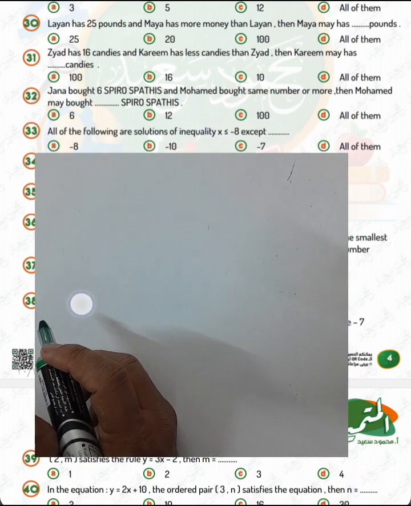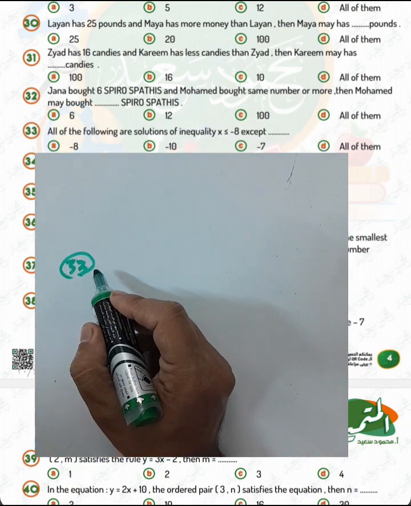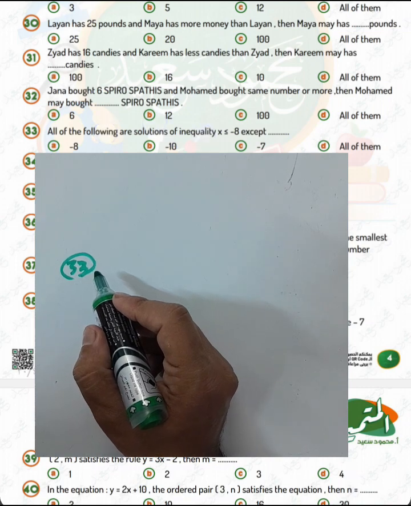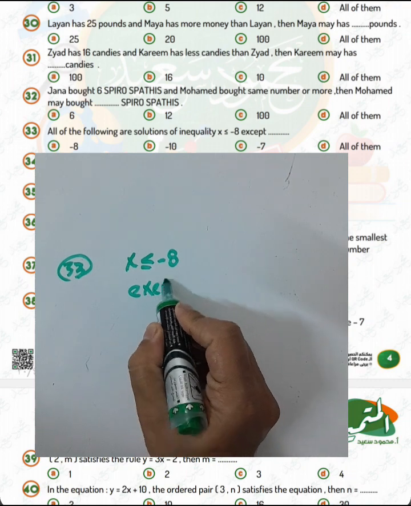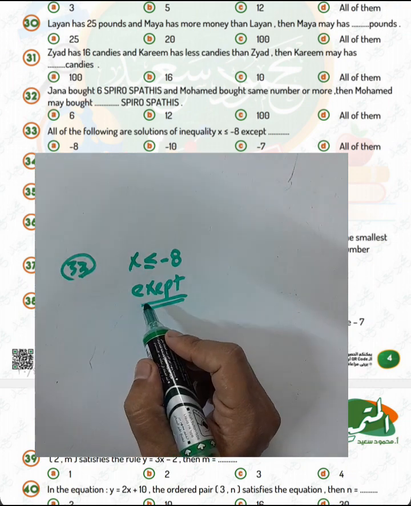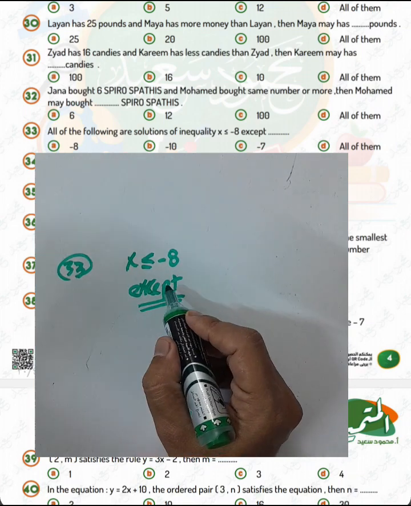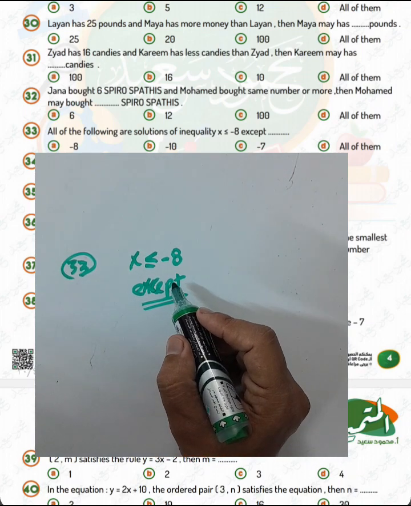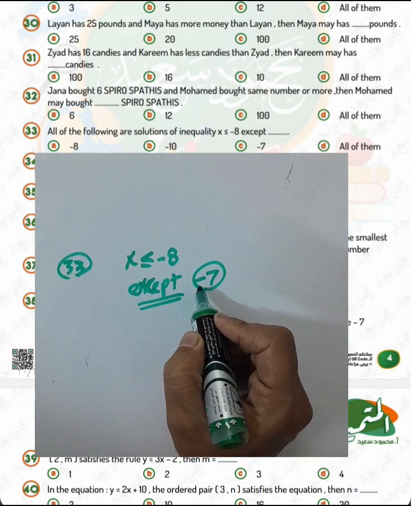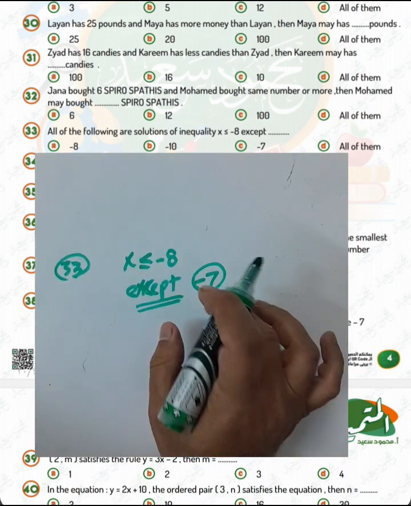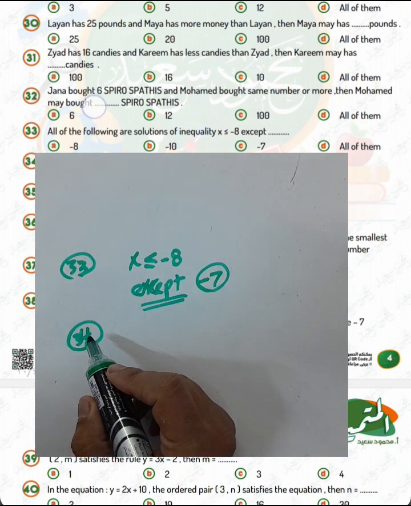Question 33. Here, all of the following are solutions of the inequality x less than or equal to negative 8 except what? Which number is not less than or equal to negative 8? It will be negative 7, because negative 7 is greater than negative 8. Choose negative 7. Okay.